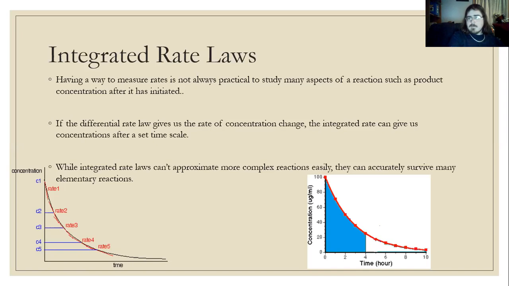However, if we know the rate law, we can integrate this over a period of time and calculate the concentration as time progresses. As the rate law, we have the tangent to the curve. With the integral, we take the area under the curve. From there, we can measure what a given concentration is over a period of time. The integrated rate law is going to be harder to approximate with a lot of complex reactions, but it can accurately survey many elementary reactions.